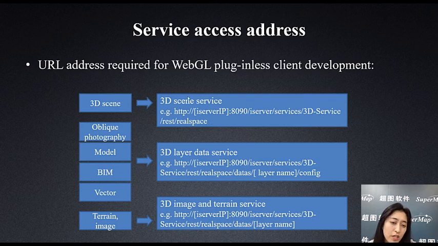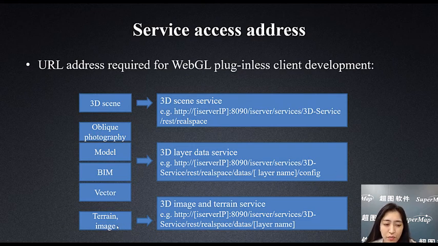And for the oblique photography and model and BIM and vector data, that is a 3D layer data service. So for this data, you should add this as real space and data and your layer name and config. Okay, for this data, you should add this address to your code.